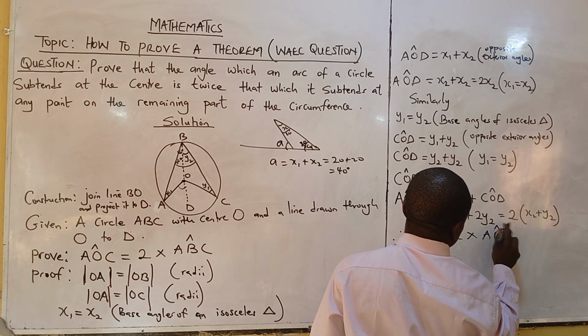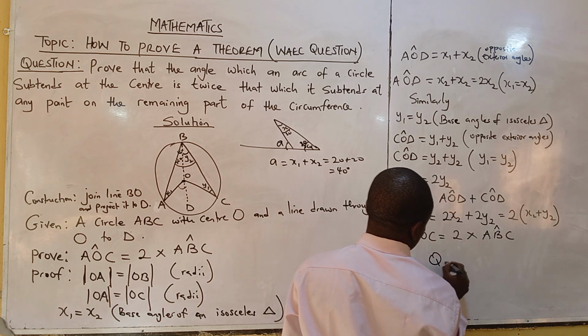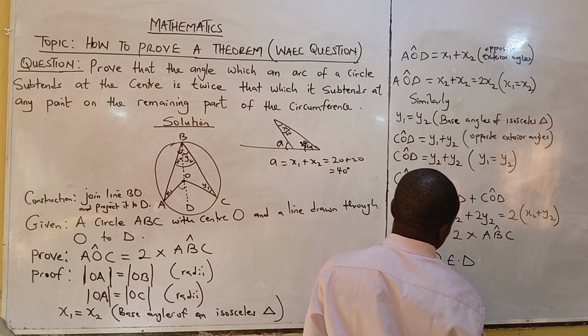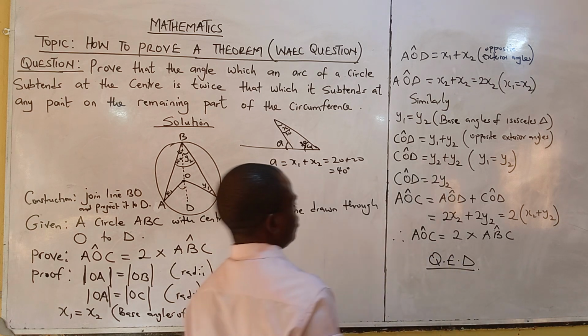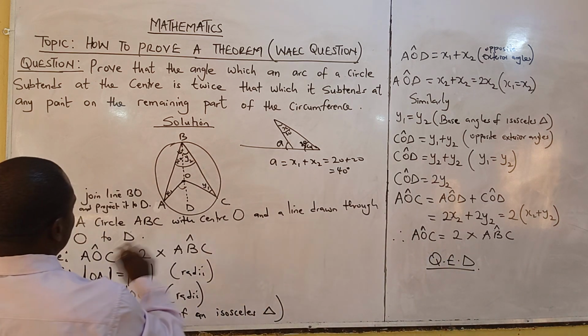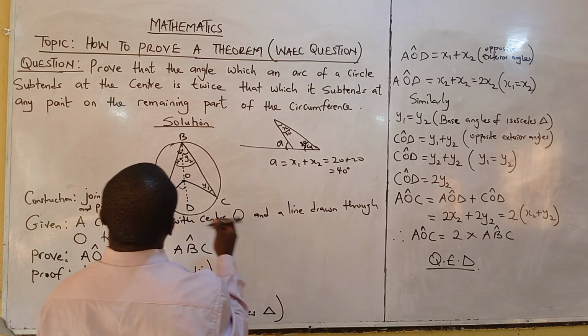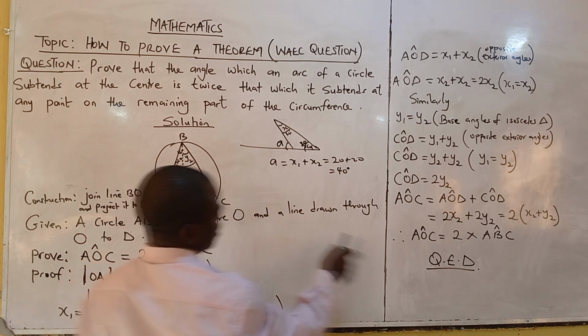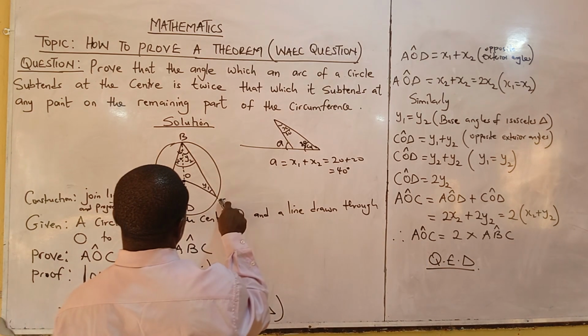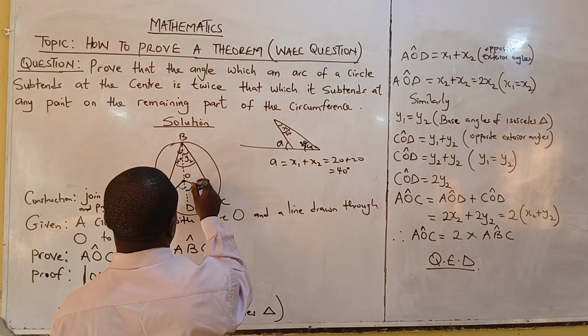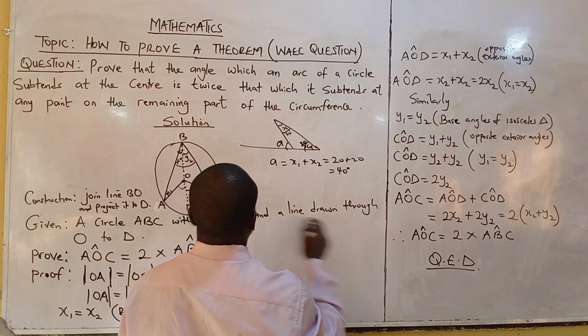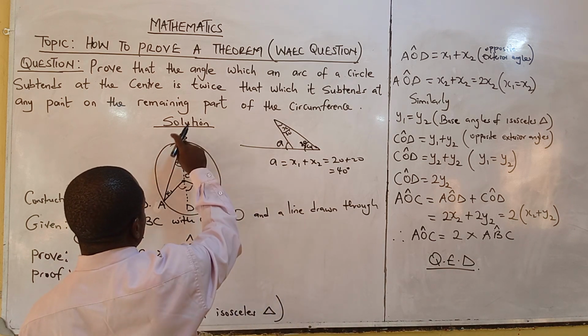When you finish your proof like this, now say QED. That's a Latin word, QED. That's the end of our proof. Very important. You can see we have proved that the angle which an arc of a circle subtends at the center, AOC, equals 2 times the angle at the circumference, 2 times this.